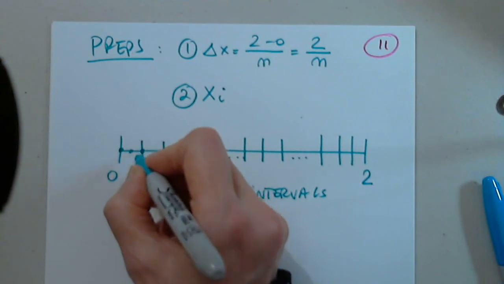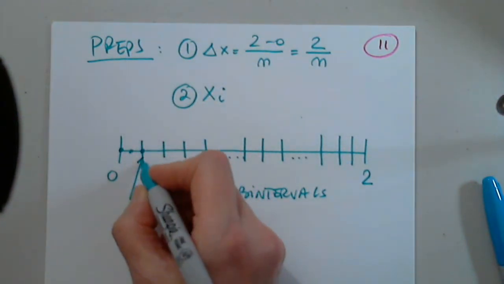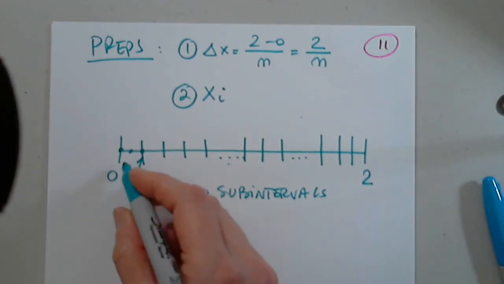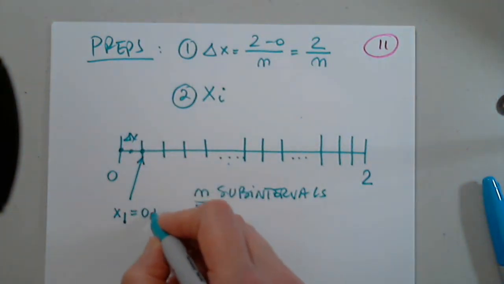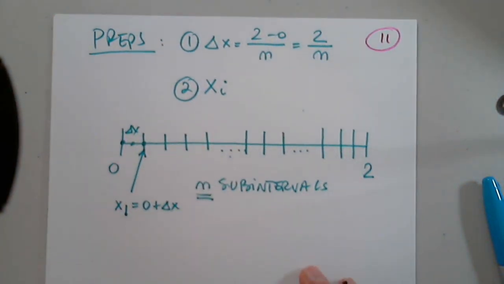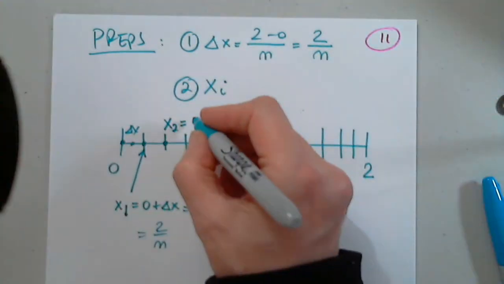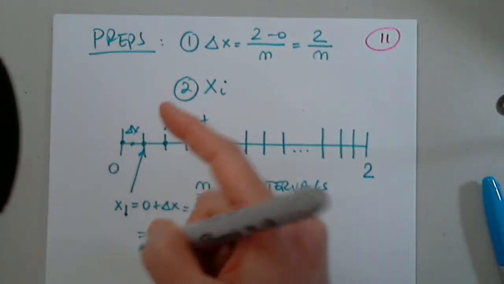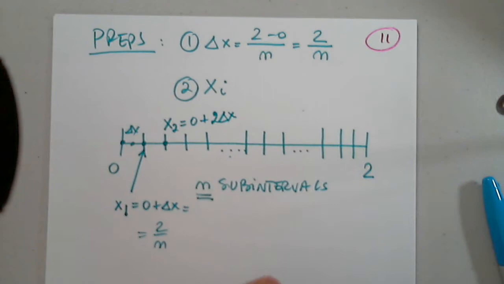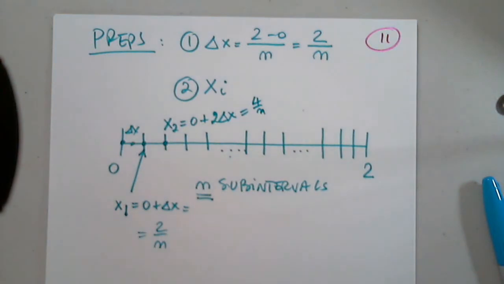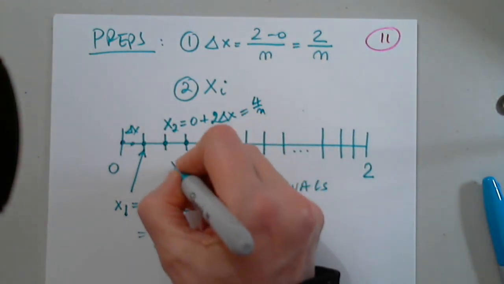But when I get to this point, I know that this is x1, which is 0 plus delta x. In this case, that will be 0 plus 2 over n, 2 over n. When I get to this point, this is x sub 2, which is 0 plus 2 delta x, which will be 2 over n times 2, which is 4 over n. Can anyone give us the formula for x sub 3?